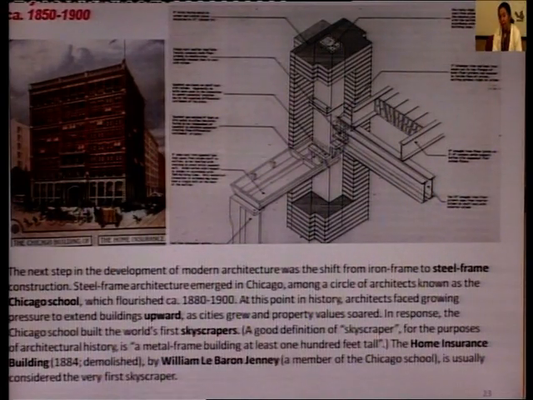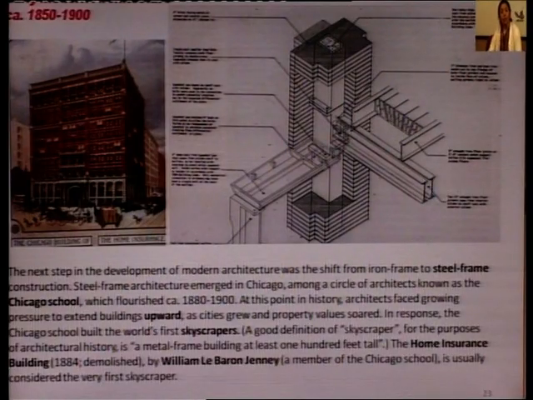Comparing it to Joseph Paxton's Crystal Palace, which we saw was 181 feet tall, now we have the skyscraper coming up because property values are going to grow in cities, population is going to explode, so you have no option except to go upwards. So the Home Insurance Building, 1884, by William Le Baron Jenney, a member of the Chicago School, is usually considered the very first skyscraper. The Home Insurance Building is on the left.